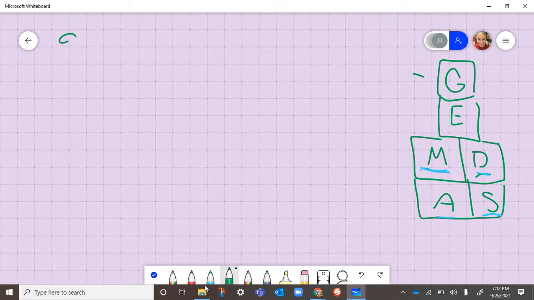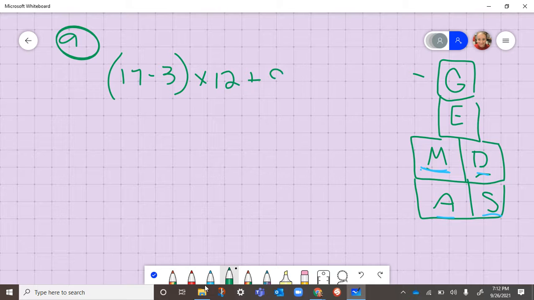Number 9, last row here. I've got groupings again. So I've got 17 minus 3, and then we're going to multiply that by 12 and add 9. So groupings come first. And 17 minus 3 is 14, times 12 plus 9. And then, let me start over. 14 times 12, I don't know that, so I'm going to come over here.